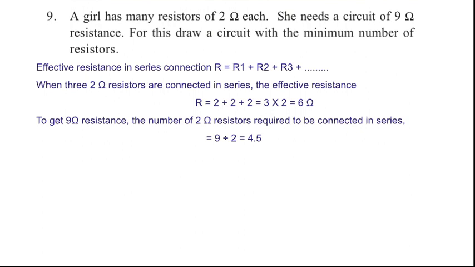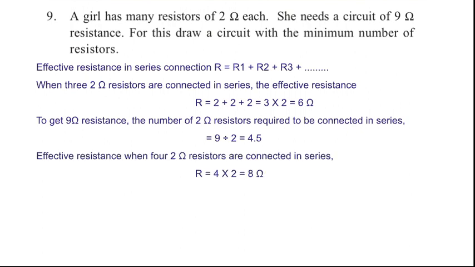To get 9 ohm resistance, the number of 2 ohm resistors required to be connected in series will be 9 divided by 2 equal to 4.5. But 4.5 resistors is not possible. So we may take 4 resistors and connect them in series. When 4 2 ohm resistors are connected in series, effective resistance will be 4 times 2 equal to 8 ohm. Then 1 ohm resistance is remaining to get 9 ohm, isn't it?